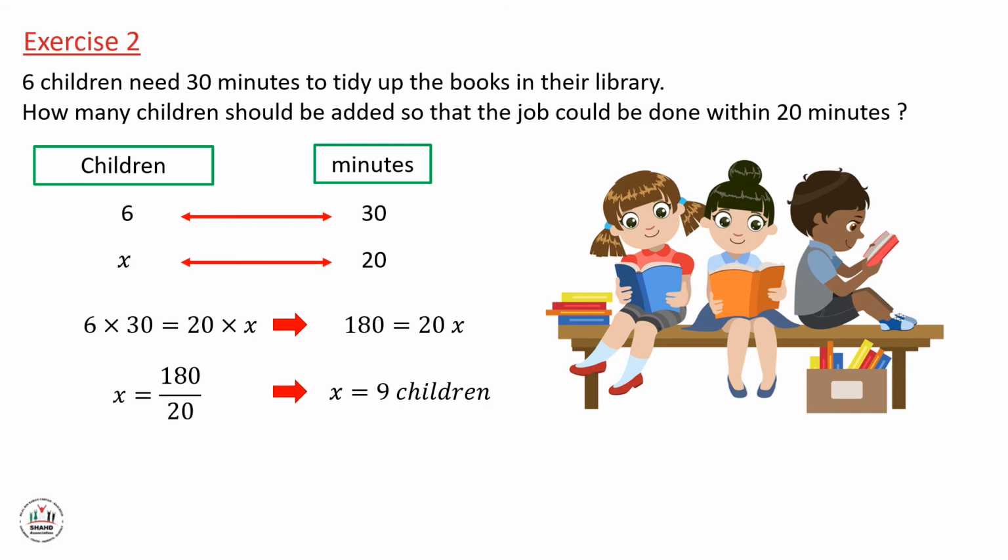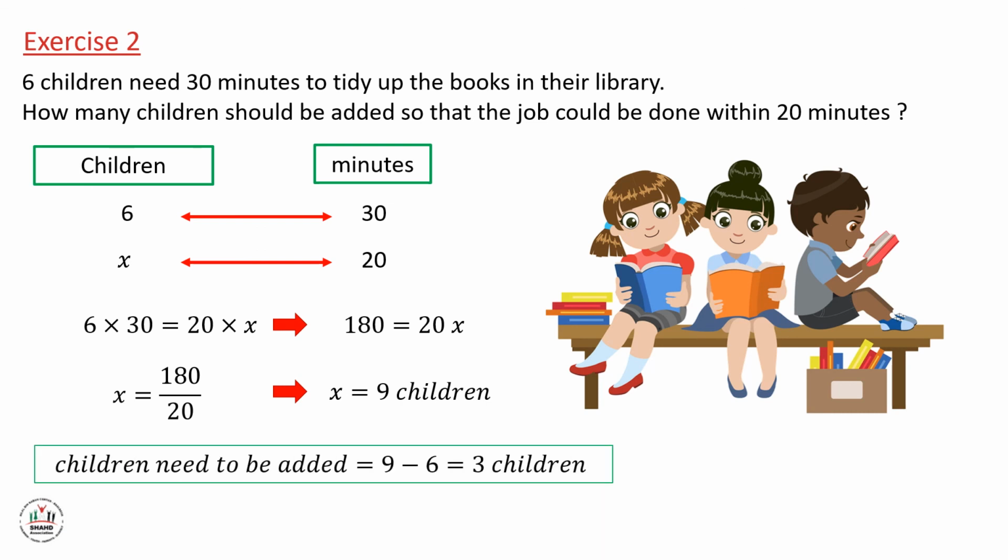We should calculate the number of children that should be added so that the job could be done within 20 minutes. We already have 6 children, so the children needed to be added are 9 minus 6, which is equal to 3 children only.